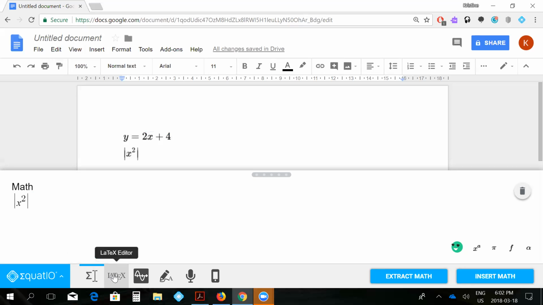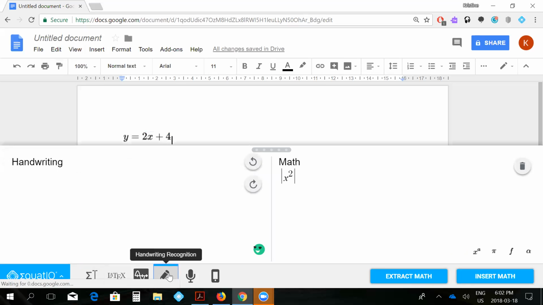And so we're not actually going to look into latex because latex is a computer language and most teachers don't know how to code in latex, so we're going to skip that. Let's go into the handwriting recognition.